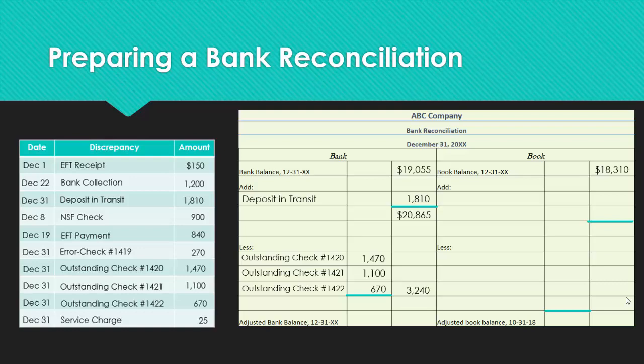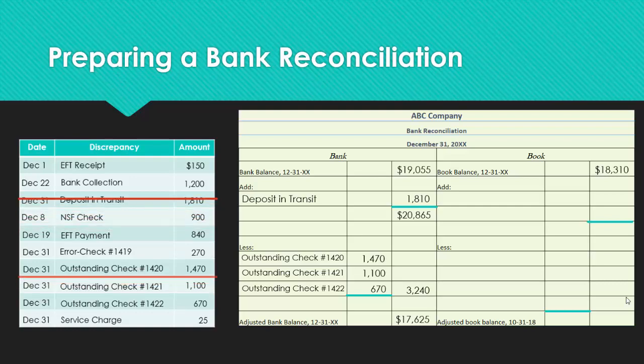So the bank is saying we have $19,055, but after they add in the $1,810 deposit that we made that we know about, which is not showing up, and they subtract out the $3,240 of checks that we know we wrote but they haven't taken out yet, our bank balance should be $17,625.